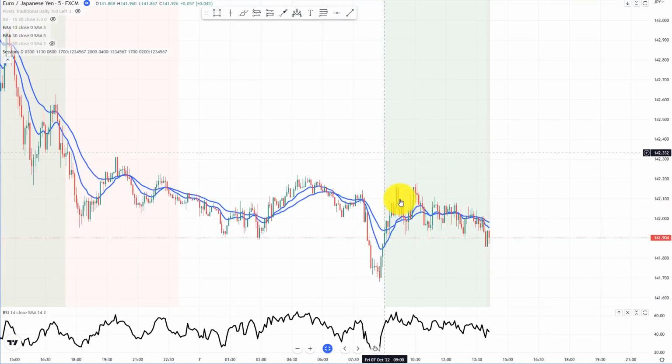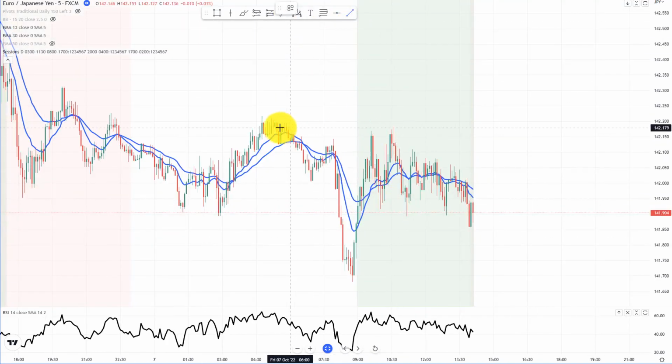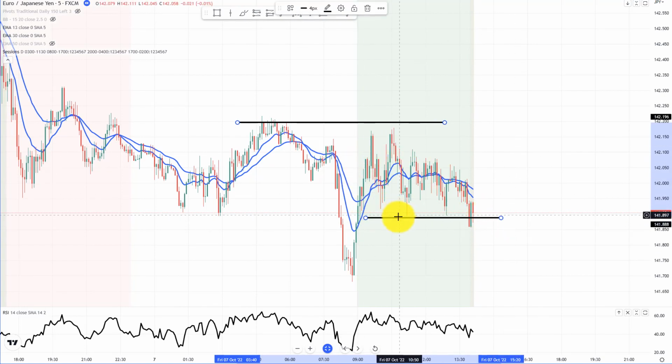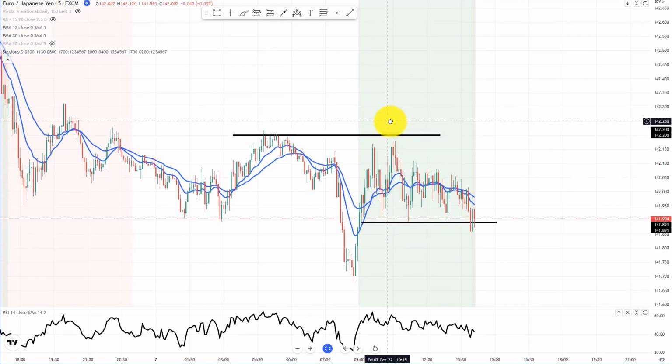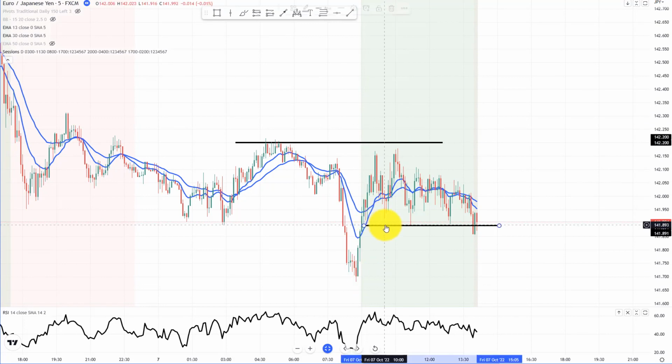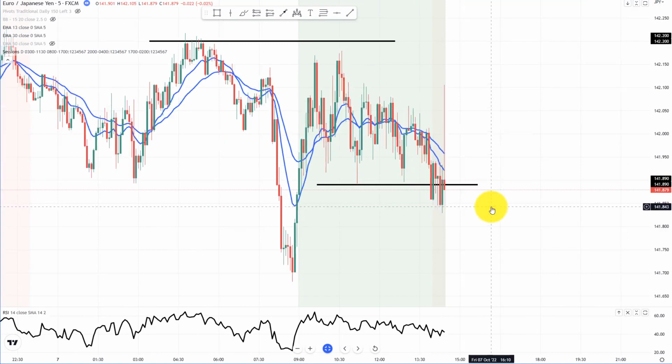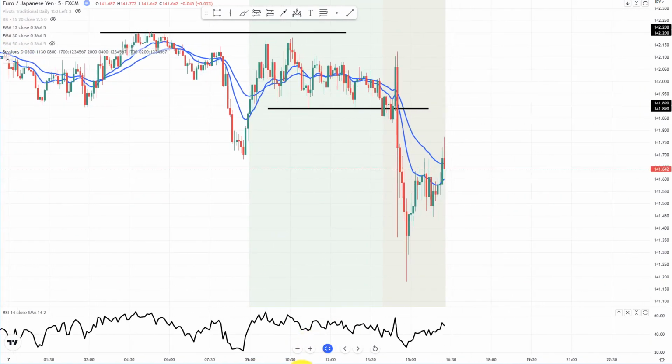But again, what do we have? Not much. We have the little range here during the European session, but we have the low here. I wouldn't feel comfortable getting into a trade, so I will just wait for the next day. There's nothing here really to excite us.